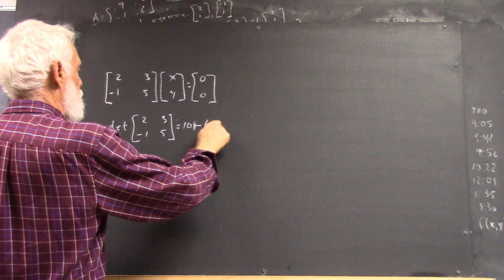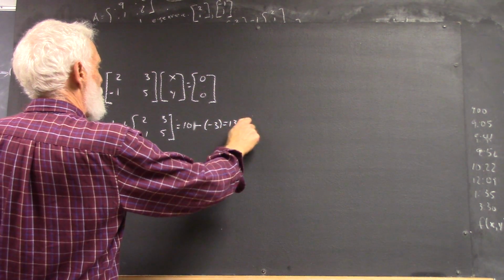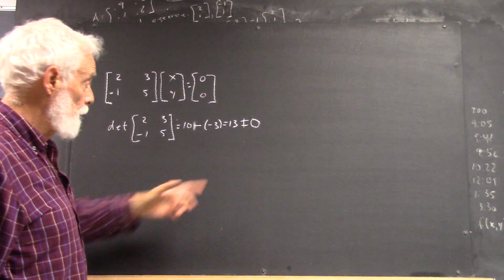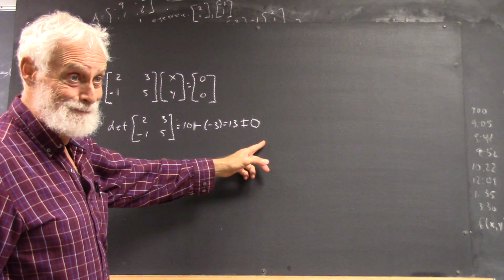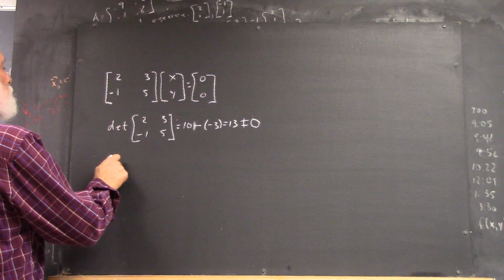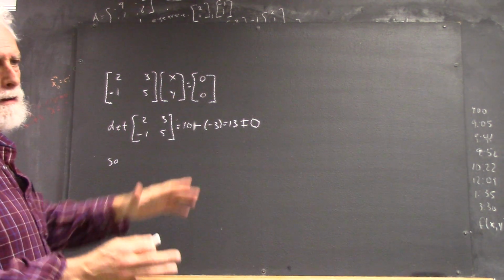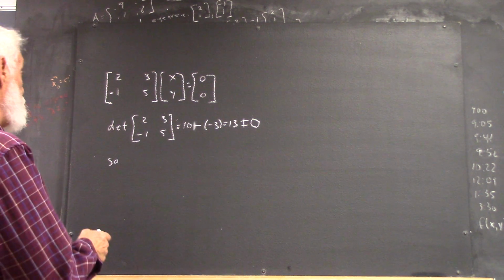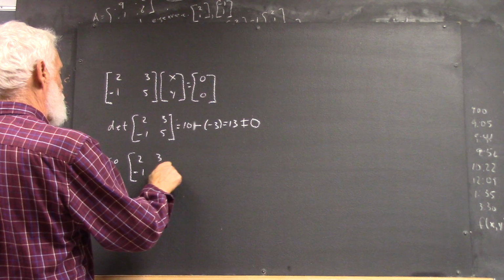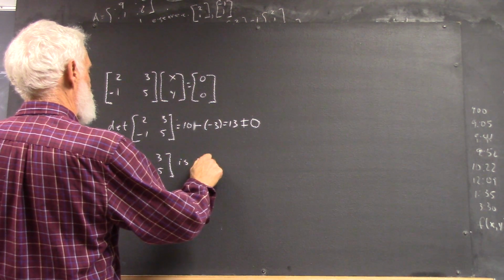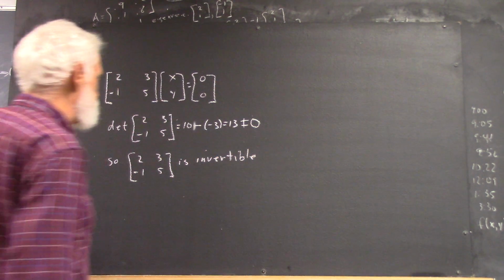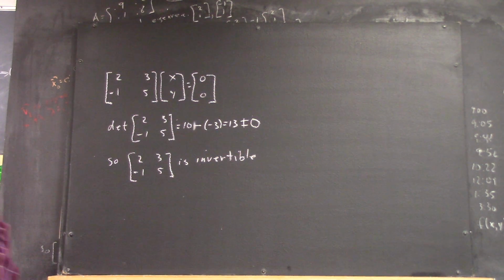All right, with all the signs. It's 13, and we observe, if we look carefully, that 13 is not 0. Everybody believe that? Okay? Well, by what I said before, and you might have forgotten it because I'm saying these things kind of fast. So this matrix is invertible, right?